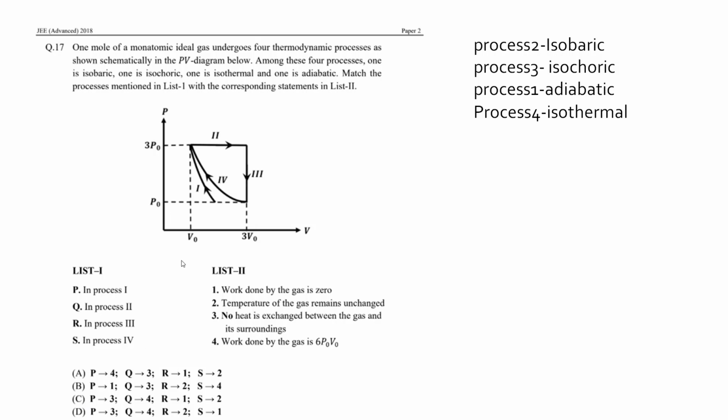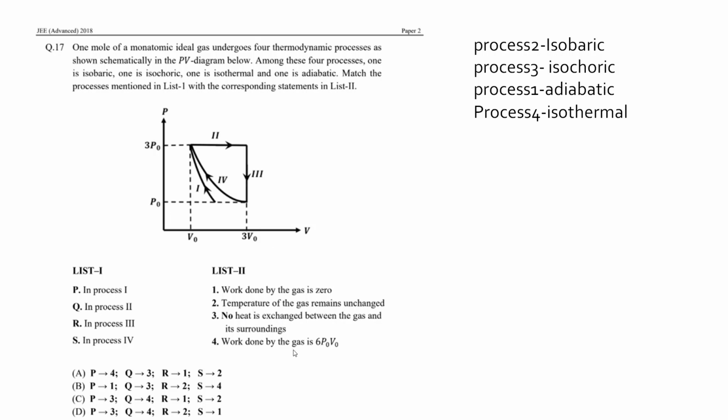Now next, process 2. Process 2 is an isobaric process. Work done by the gas is 0? No. As you know, in the PV graph the work done is nothing but the area under the graph, and you can see that there is some area under this graph, so obviously work done is not 0. Next, temperature of the gas remains unchanged? In an isobaric process only pressure remains constant. No heat is exchanged between the gas and the surroundings? That's also wrong because heat exchange can take place.